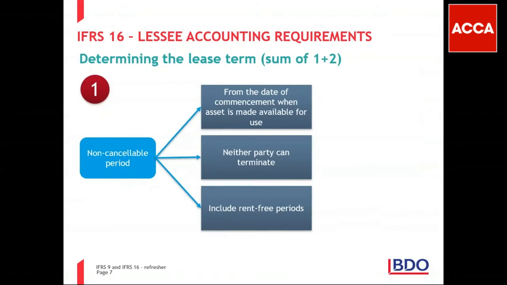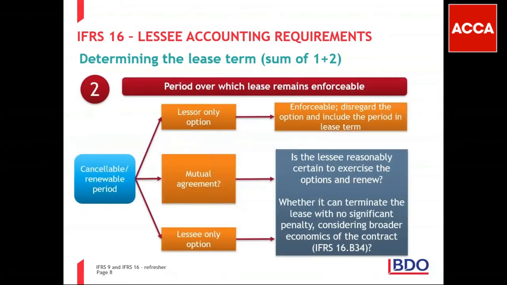So when you're determining the lease term, you have to consider two types of periods. The first one is a non-cancelable period, including the rent-free periods as well. During this period, neither the lessor nor the lessee can terminate the lease on a contractual basis. The second period that has to be considered is the period where the lease is expected to remain enforceable. After the non-cancelable period, the parties have an option to either renew or terminate the agreement. The options may only lie with the lessor, in which case this option should be disregarded, and the period should be considered as part of the overall lease term.